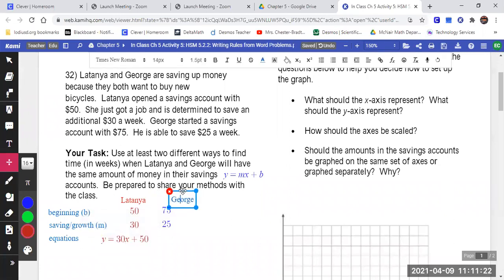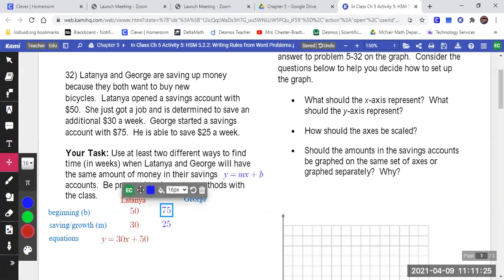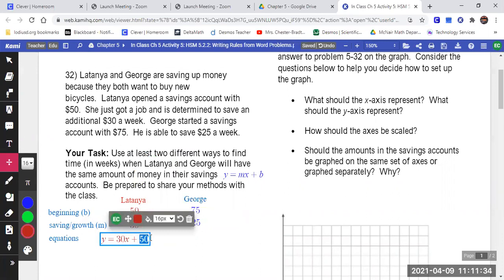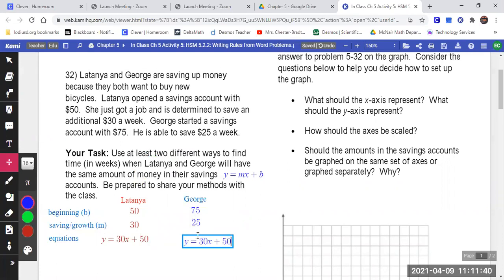Okay, what about for George? I'm going to move George over. George is 25x plus 75. So it's almost the same. I'm just going to take this one and tweak it a little bit, right? Because it's the same format. Y equals mx plus b. But he's 25 in the m spot and 75. Yeah? Is everybody comfortable with that? Anybody not understand that? We've been doing that for a little bit. Is everybody good with that?